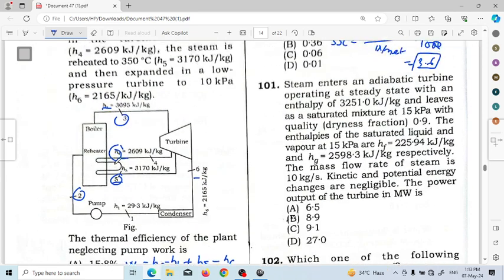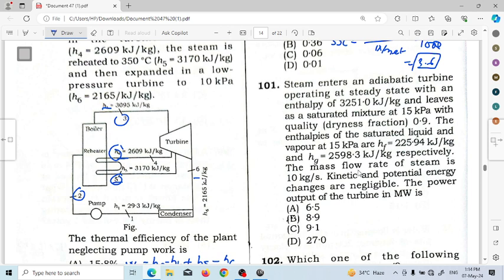Next, question number 101. Steam enters an adiabatic turbine operating at steady state with an enthalpy of 3251 kJ per kg and leaves as a saturated mixture at 15 kPa with quality given as 0.9. The enthalpy of saturated liquid and vapor at 15 kPa are Hf given 225.94 kJ per kg and Hg given 2598.3 kJ per kg respectively. The mass flow rate of the steam is 10 kg per second, and kinetic and potential energy are neglected. We have to find the power output of the turbine in megawatts.